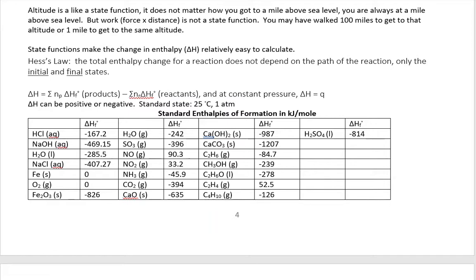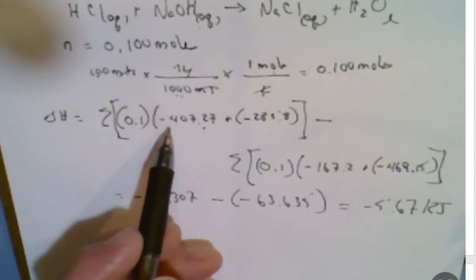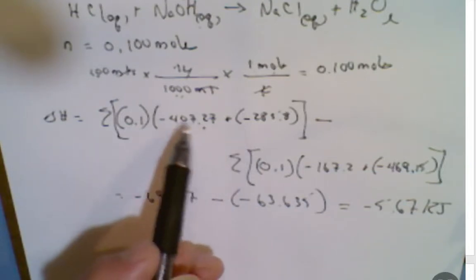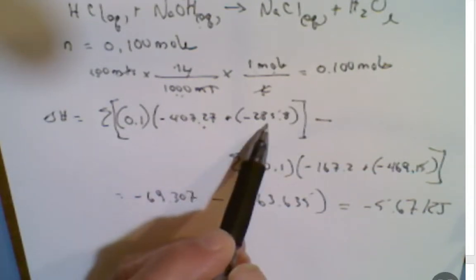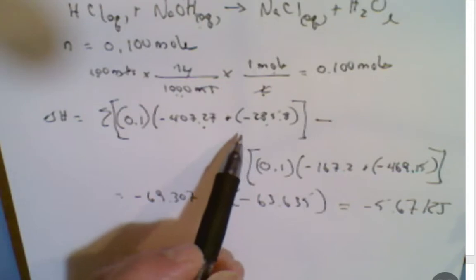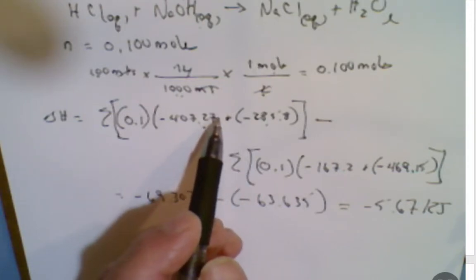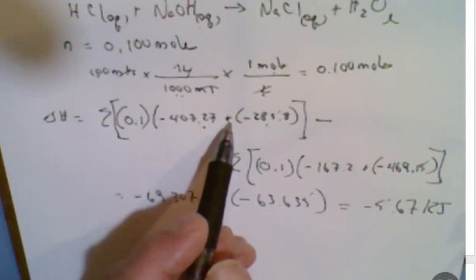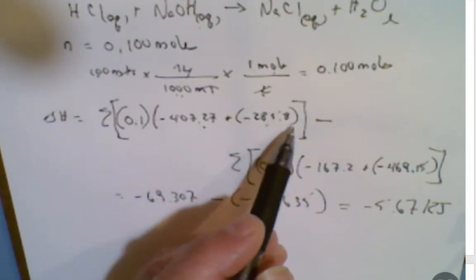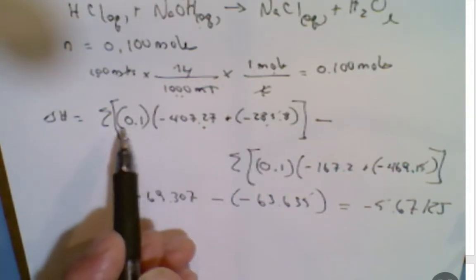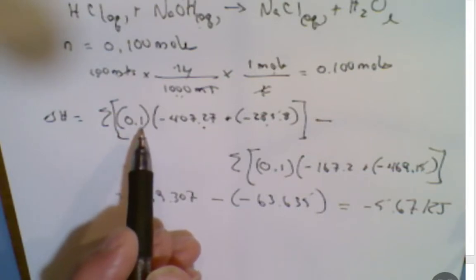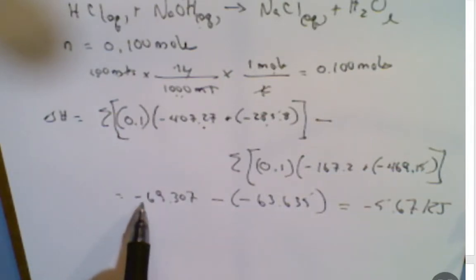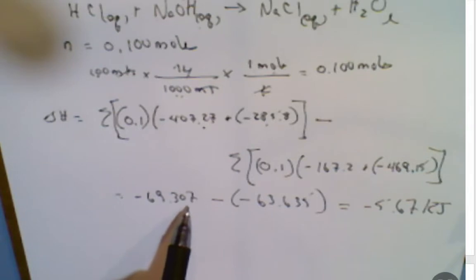So I'm going to add those two numbers together. The tricky part of all this is just keeping track of these crazy negatives. So this is a negative 407.27 plus a negative 285.8, and then multiply that by 0.1. And when I do that, I come up with a negative 69.307.